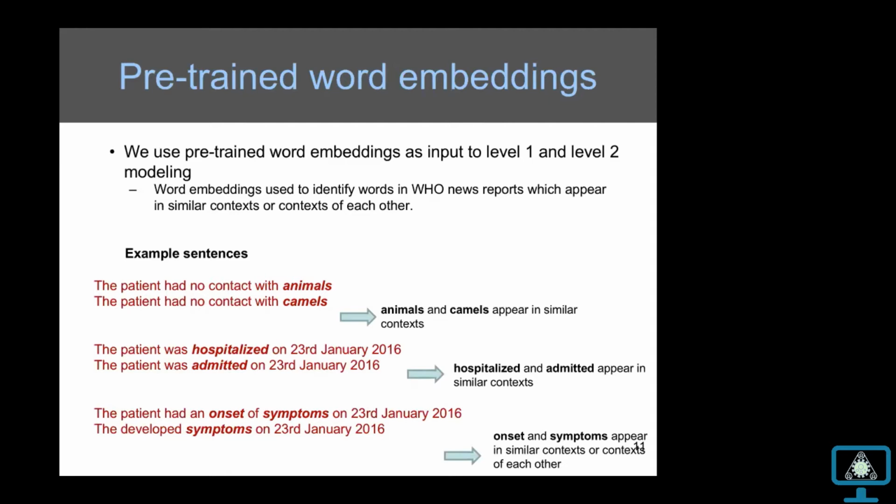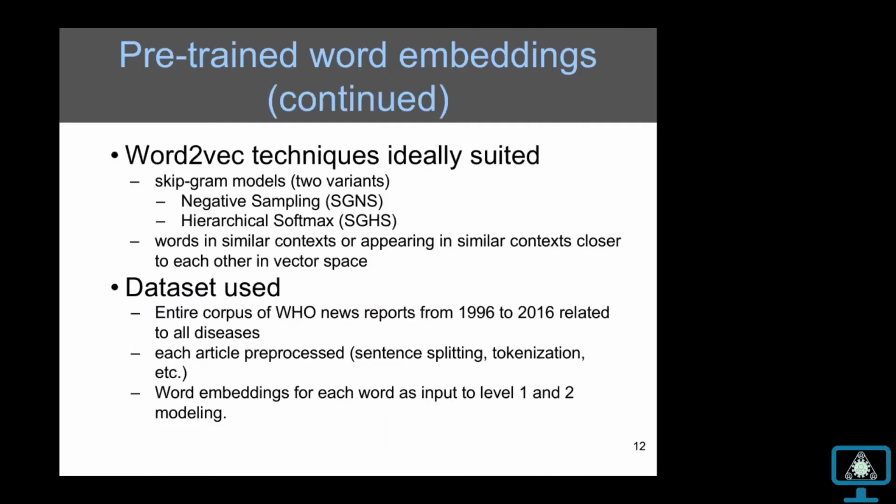So what we end up doing is we use word embeddings to try to identify similar contexts in which phrases and words are mentioned, and use that to expand our predictor list to find additional keywords and additional phrases to look for.